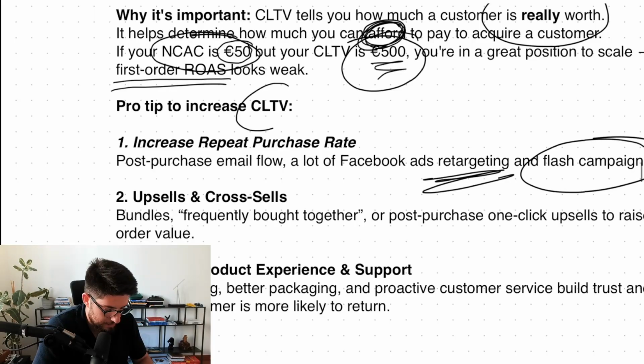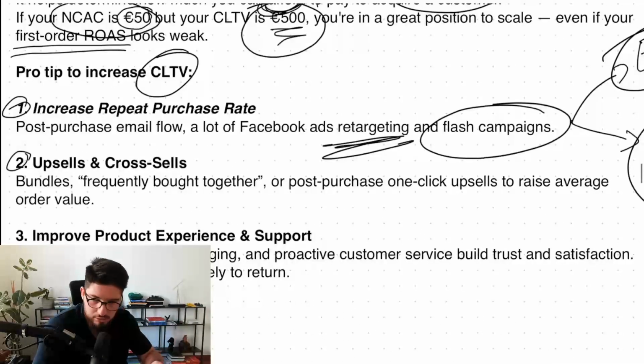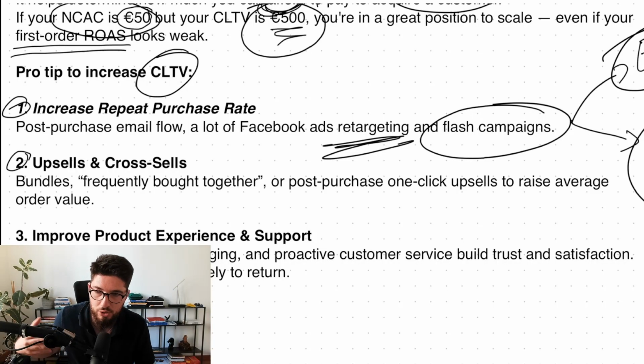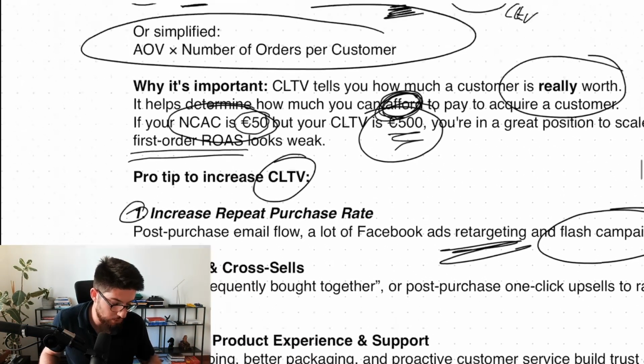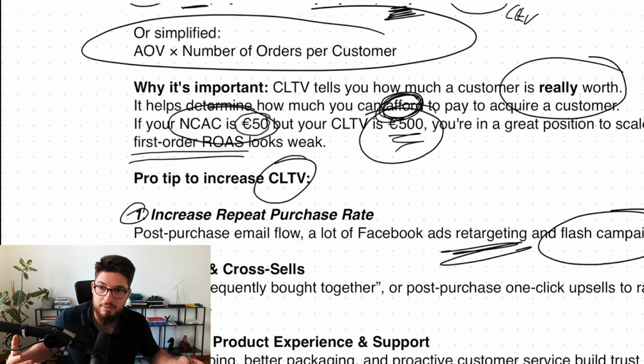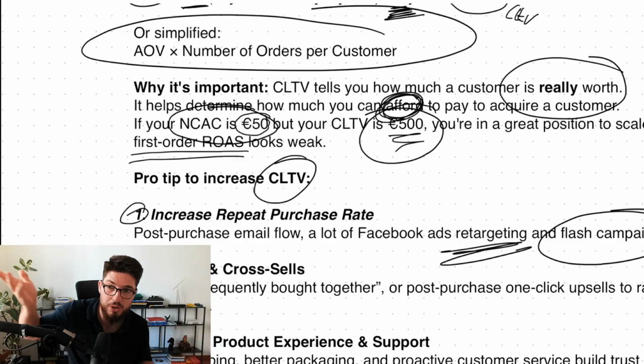Another way to increase customer lifetime value: upsells and cross-sells, bundles, frequently bought together. So basically before they buy, you try to inflate the AOV. And because we said the formula is AOV multiplied by number of orders, you either increase the number of times they buy or you increase the AOV.